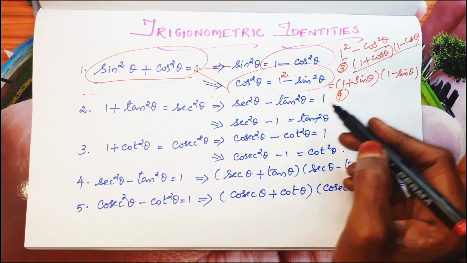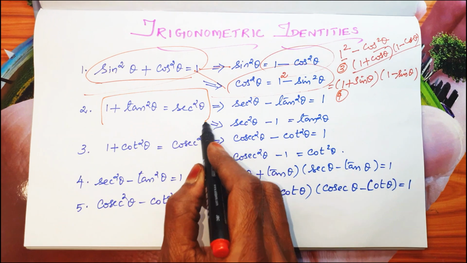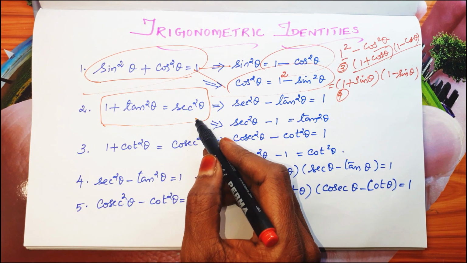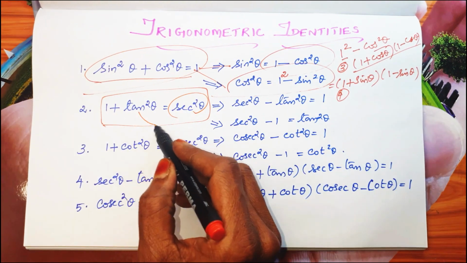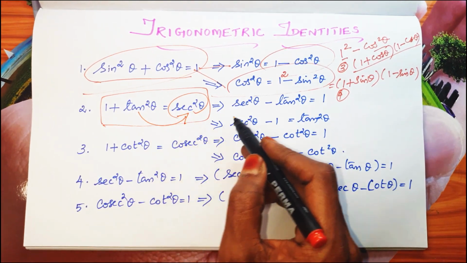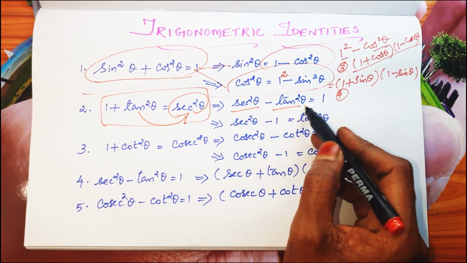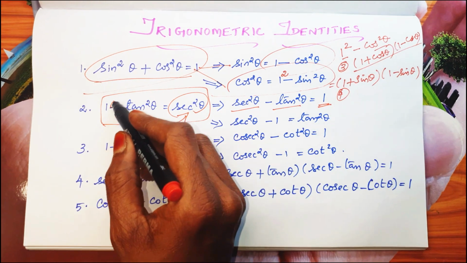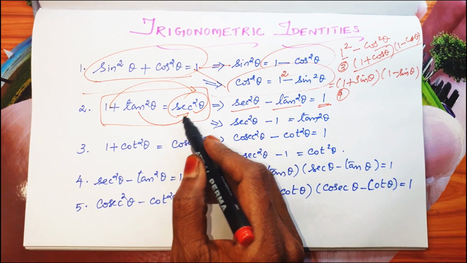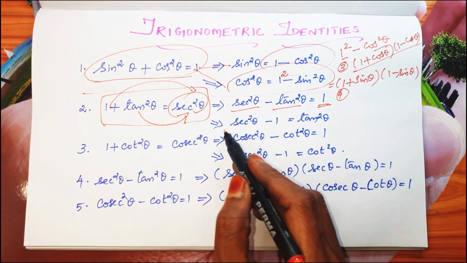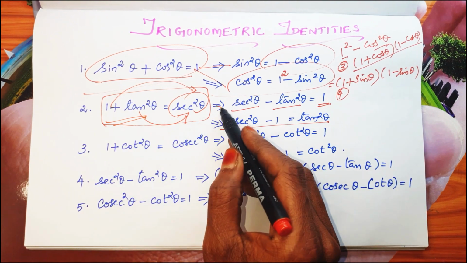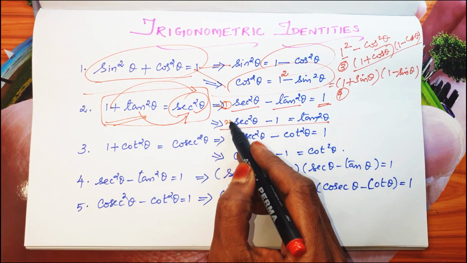This is the base. From that we have reduced number 1, number 2, number 3, and number 4. Now the second one is 1 plus tan square theta equal to secant square theta. Take this tan square theta to the other side: secant square theta minus tan square theta is equal to 1. Or else take this 1 to the other side: secant square theta minus 1 is equal to tan square theta. So this is the base. From that we have reduced number 1 and number 2.